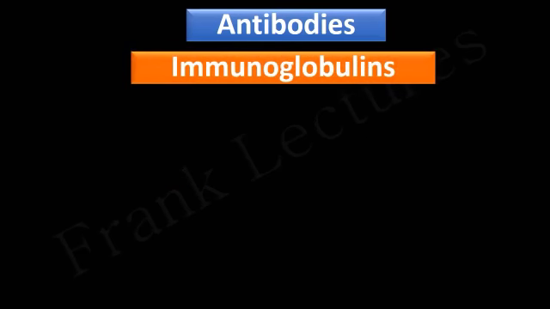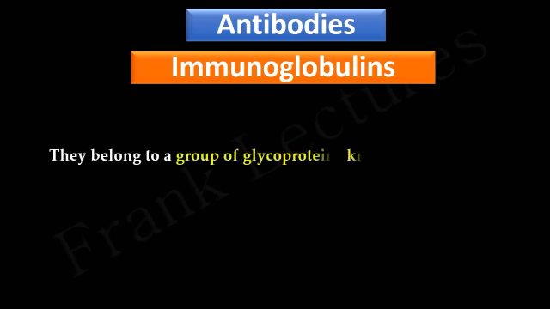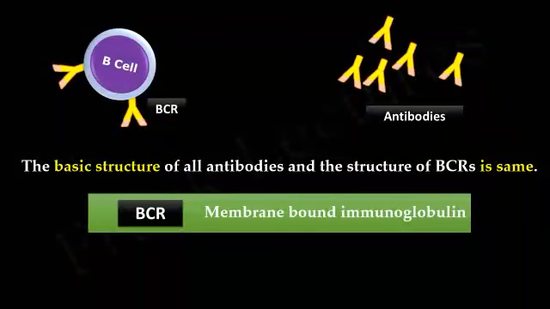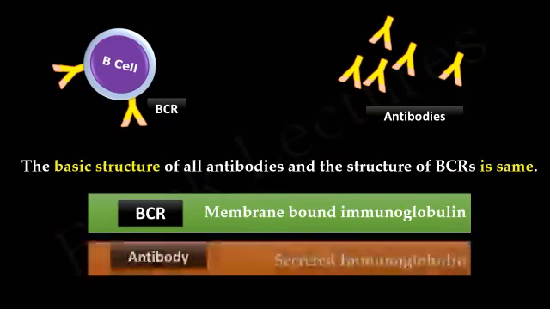Antibodies are also known as immunoglobulins. This is because they belong to a group of glycoproteins known as globulins. The term immune reflects that these glycoproteins play a major role in immunity. The basic structure of all antibodies and the structure of B cell receptors is the same. So, B cell receptors are also immunoglobulins. The difference is that a B cell receptor is a membrane-bound immunoglobulin, whereas antibodies are secreted immunoglobulins.